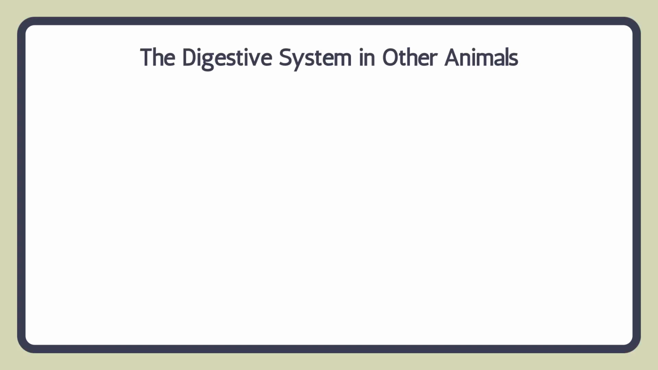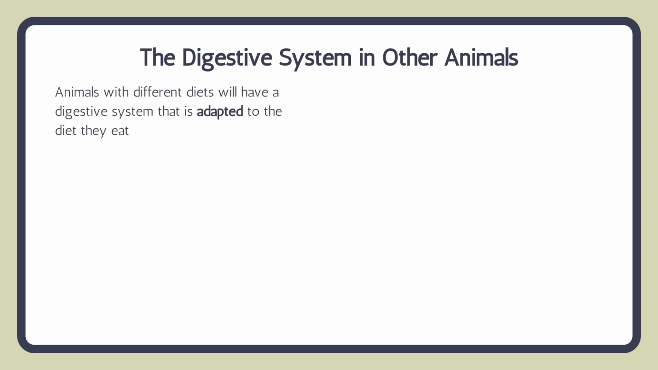We've looked at the digestive system in humans, and that's what I want you to know. I want you to know the digestive system for humans, the different organs that we use and where they are and their functions. But obviously, other animals also have a digestive system. They too eat food, they need to digest those foods, take in those nutrients and use them, and then eliminate waste. So animals with different diets have digestive systems that are adapted to the diet they eat.